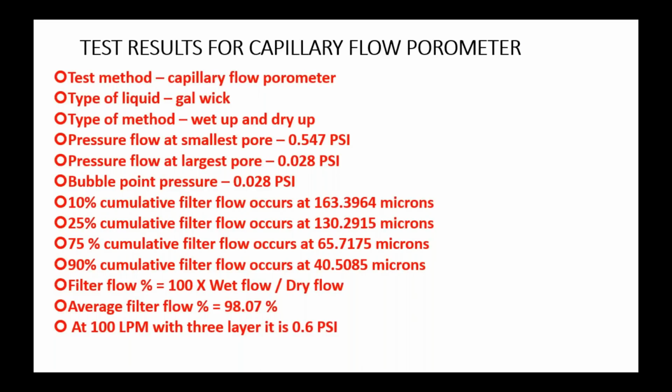I have taken 4 trials. At 10% cumulative filter flow, it occurs at 163.3964 microns, and 25% arrived at 130, and 75% filter flow arrived at 65 microns, and 90% cumulative filter flow occurs at 40.5. Finally, I calculated the filter flow using the formula 100 times wet flow divided by dry flow. The average filter flow percentage arrived at 98.07%, which is very, very high.